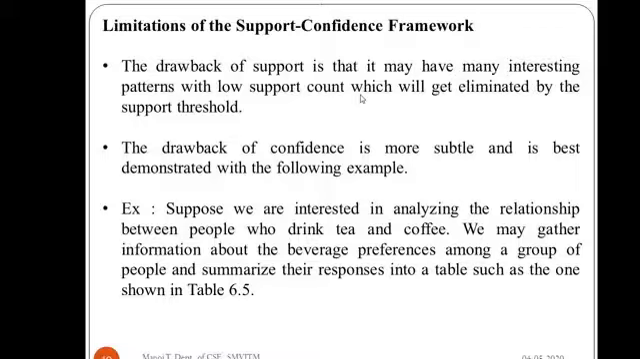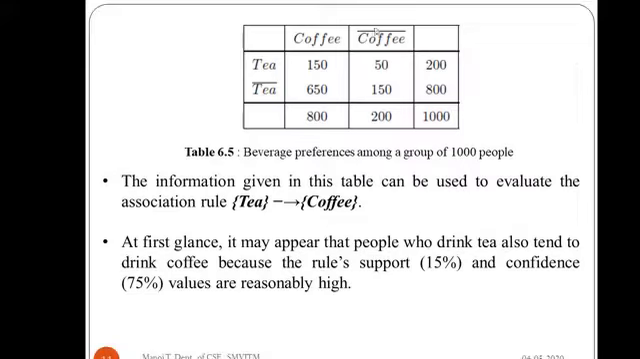So the drawback of the confidence is more subtle and is best demonstrated with the help of one example. So suppose we are interested in analyzing the relationship between people who drink tea and coffee. We may gather the information about the beverage preferences among a group of people and summarize their response as shown in this table. So here the contingency table is given where the tea coffee combination is taken into consideration, and this table can be used to evaluate the association rule.